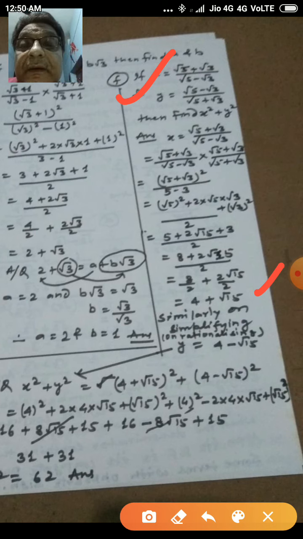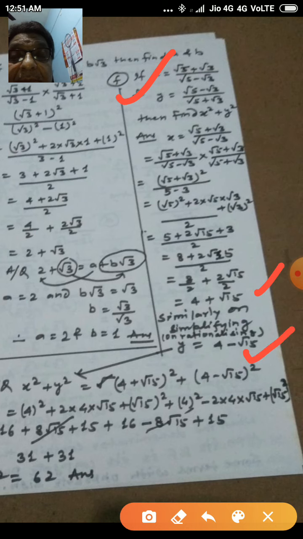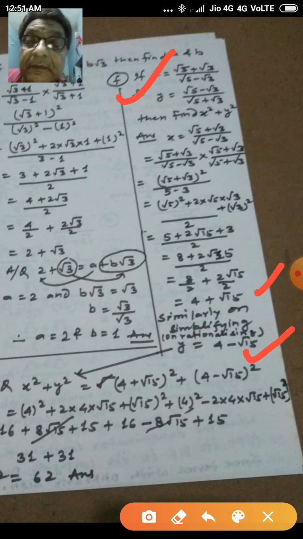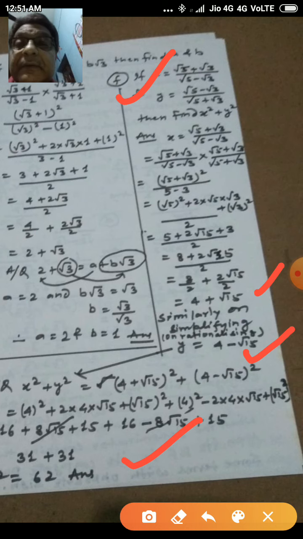Similarly, on rationalizing y with the conjugate pair, it becomes 4 minus root 15. Now we have to find x square plus y square. So substituting the values of x and y, and on simplification, we get the final value of x square plus y square equal to 62.